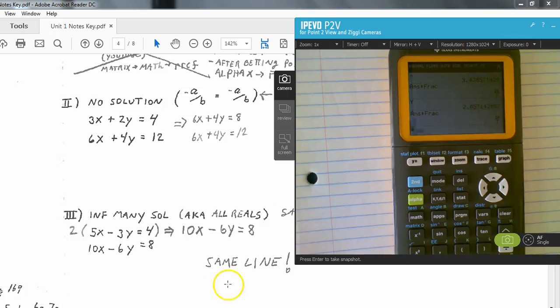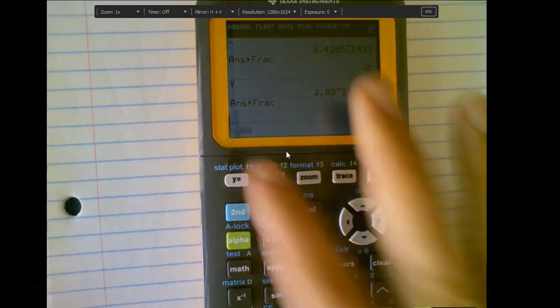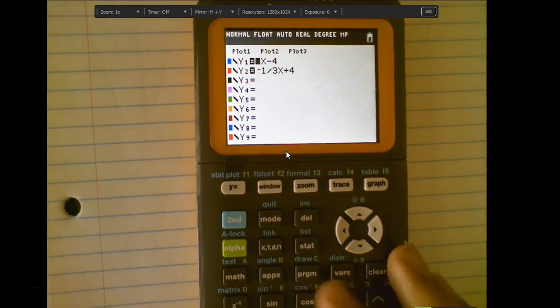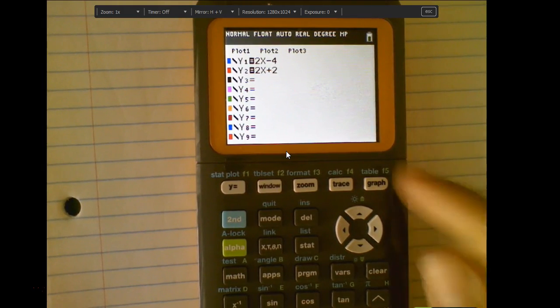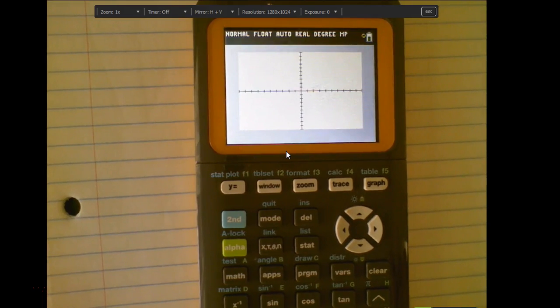So I'll just throw one onto the calculator really quick for you to show you. But here we go. Let's say 2x minus 4. What if I had 2x, clear that out. So 2x, so I'm going to give it the same slope, but a different starting point. So they have the same slope, but different intercepts. So here comes the first one, here comes the second one. So notice we got parallel lines. They had two different y-intercepts, but they had the same slope. They're parallel lines, so they have no solution.